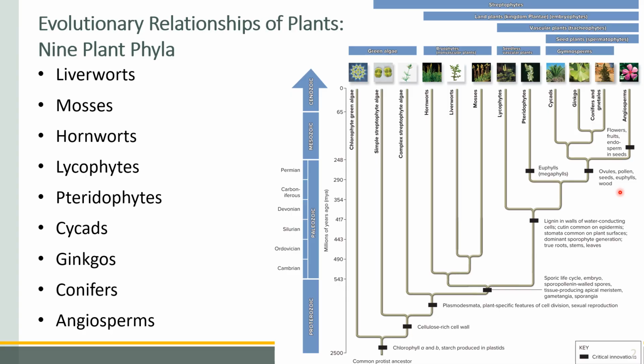Along with seeds, we get ovules, which are essentially the equivalent of an egg in a plant, pollen, and wood. So our gymnosperms actually branched off from a now extinct vascular plant line that had woody stems. So many of our seed plants have wood stems as well, and those that don't have lost that characteristic.